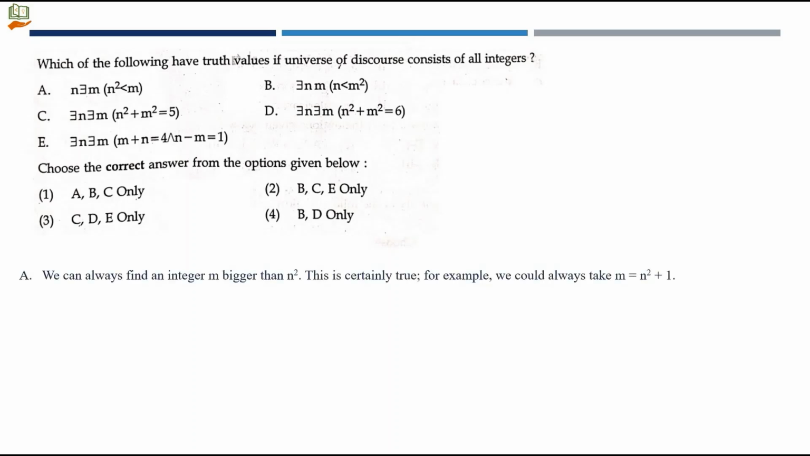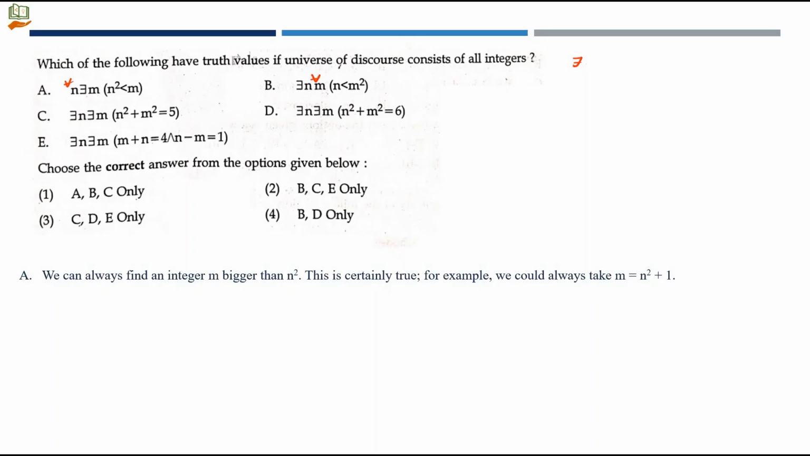Let's start with A. For all symbol is actually missing. It is missing here as well as it is missing here. So we can take it as for every number. And this symbol is there exists, or for some value, or you can take there is some value. What does A statement say? There is an integer m that is bigger than n square.